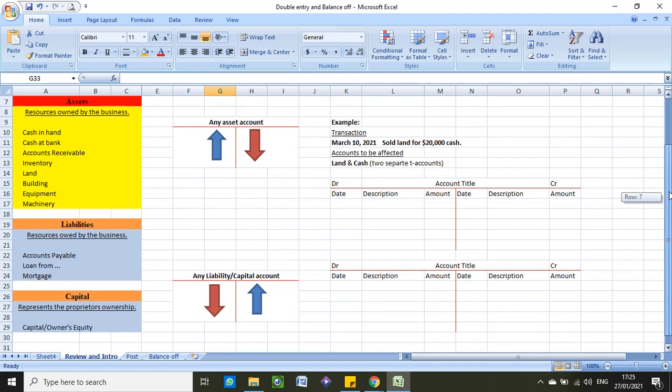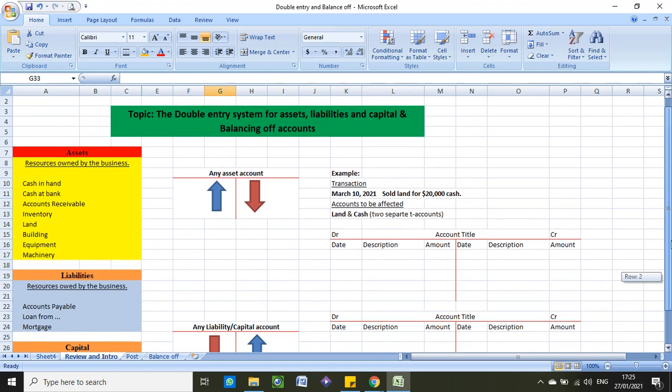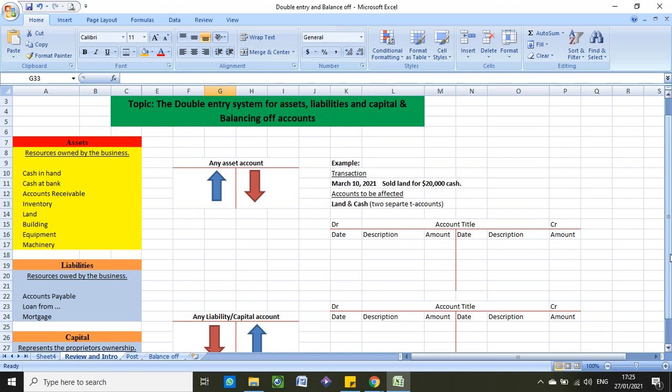I always tell my students, learn one. Learn assets, for example. Assets increase on the debit side and they decrease on the credit side. And then for liabilities and capital, you just switch the rule around. Now going back to this transaction, sold land for cash $20,000. We know that land and cash will be affected. When you have a transaction and there is cash involved, any type of money, that is the easiest thing to analyze. So cash and land. What I will go ahead and do right here is name this account.